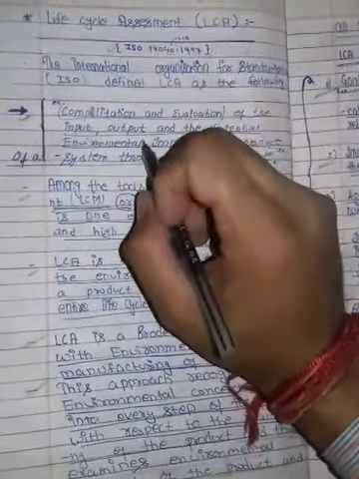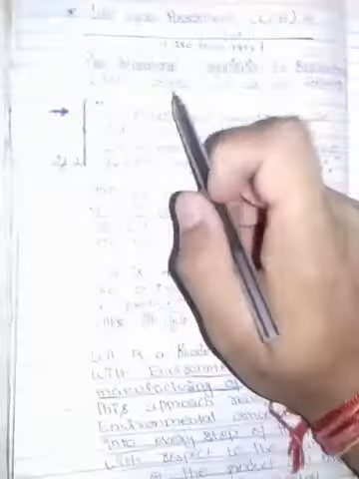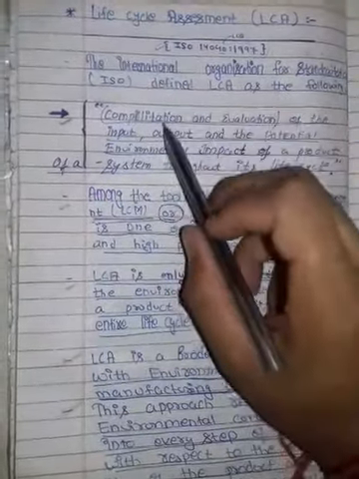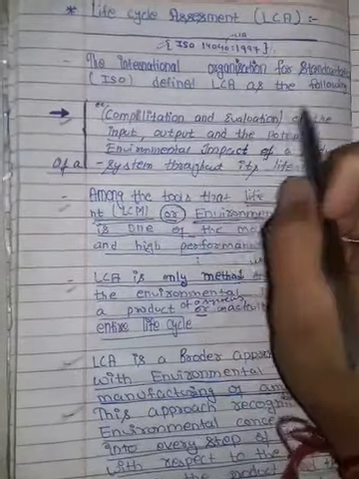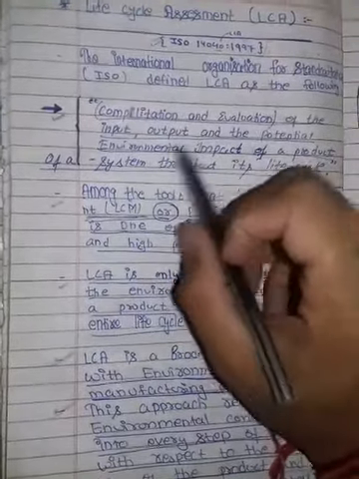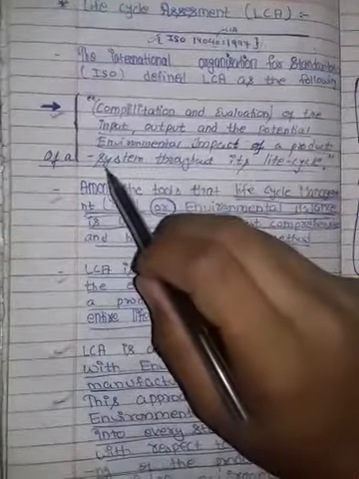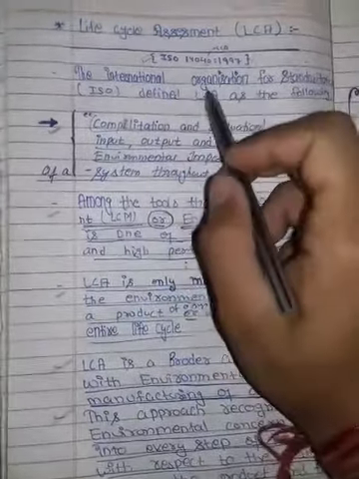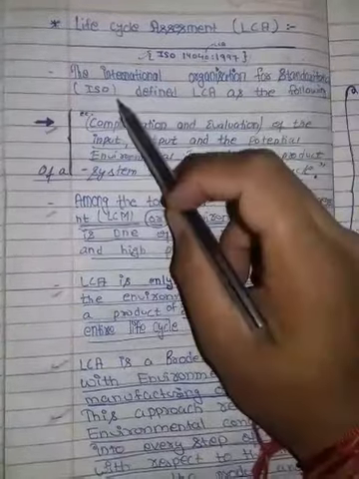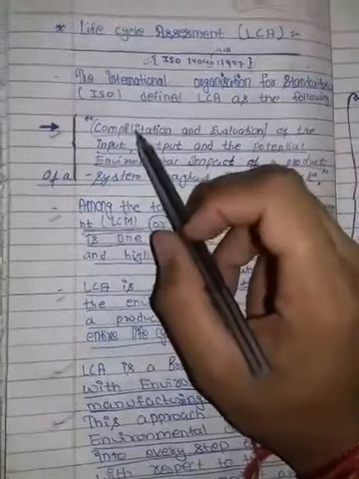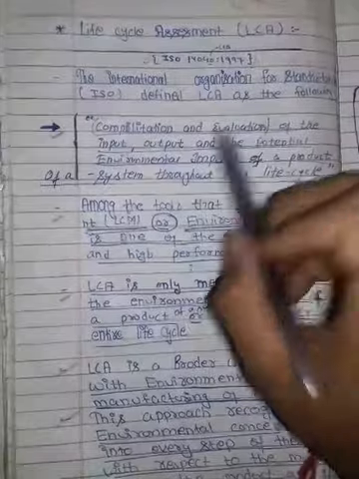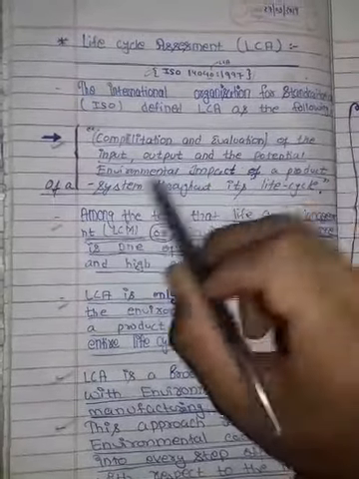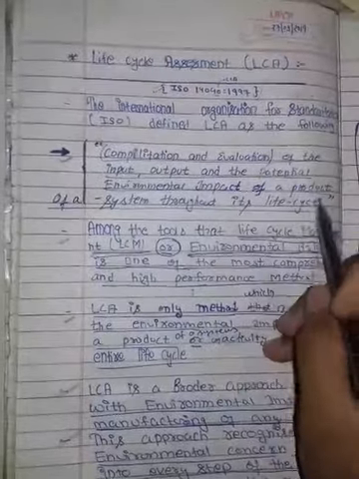According to the ISO, we define the LCA as the compilation and the evaluation of the input, output and the potential environmental impact of a product or a system throughout its life cycle. The International Organization for Standardization, that is ISO, defines the LCA as the following: compilation and evaluation of the input, output and potential environmental impact of a product or a system throughout its life cycle.